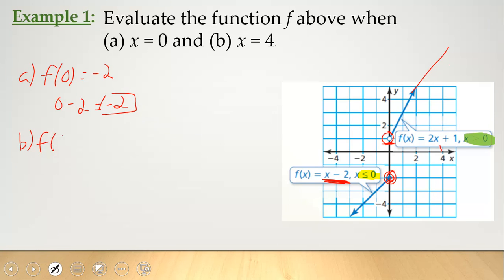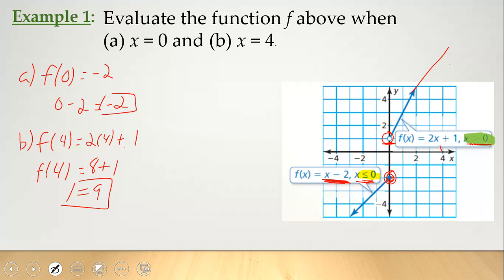So f of 4 is equal to 2 times 4 plus 1. So f of 4 is equal to 8 plus 1, which is equal to 9. So my value is equal to 9 here. So it's all about determining which function you're going to use based on the restriction, this part, that's given to you. And you can look at the graph if they give you a graph to do that, or you can look at the equation.